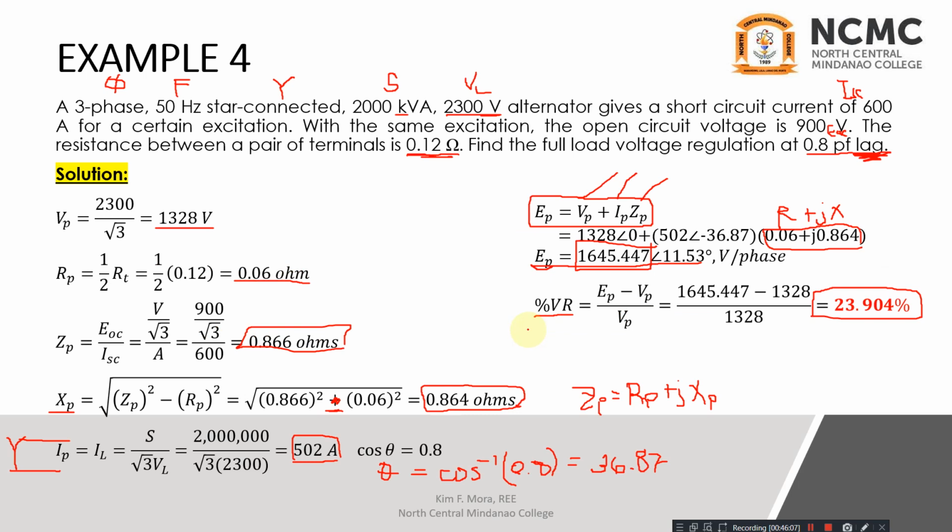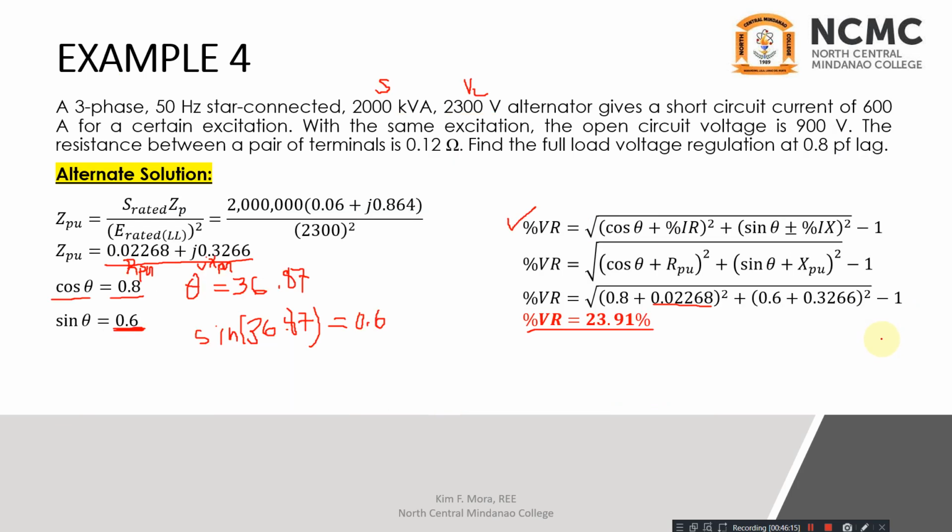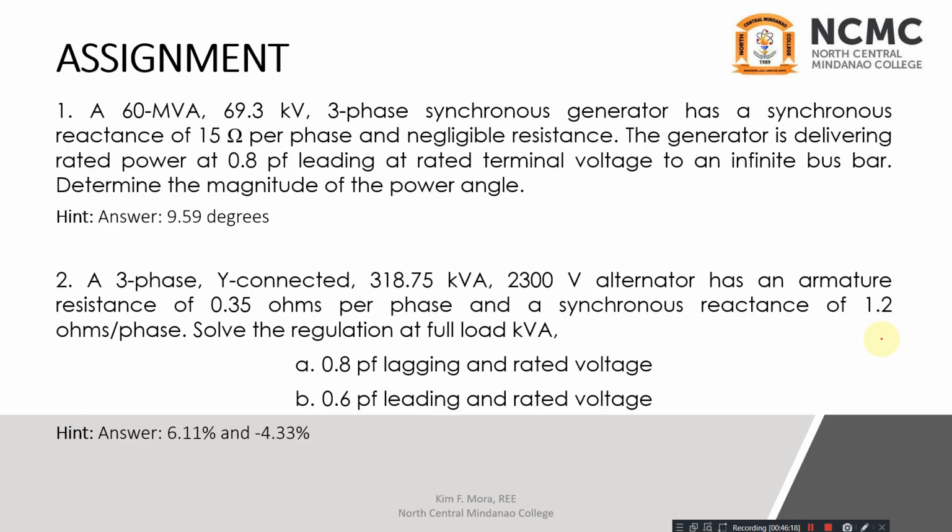So pare-parehas ra siya sa result nato ganihan, no, which is 23.904%. So duol ra. Okay. So for your assignment, I have these two problems, no? Answeran ninyo, then deadline for this will be next Thursday.